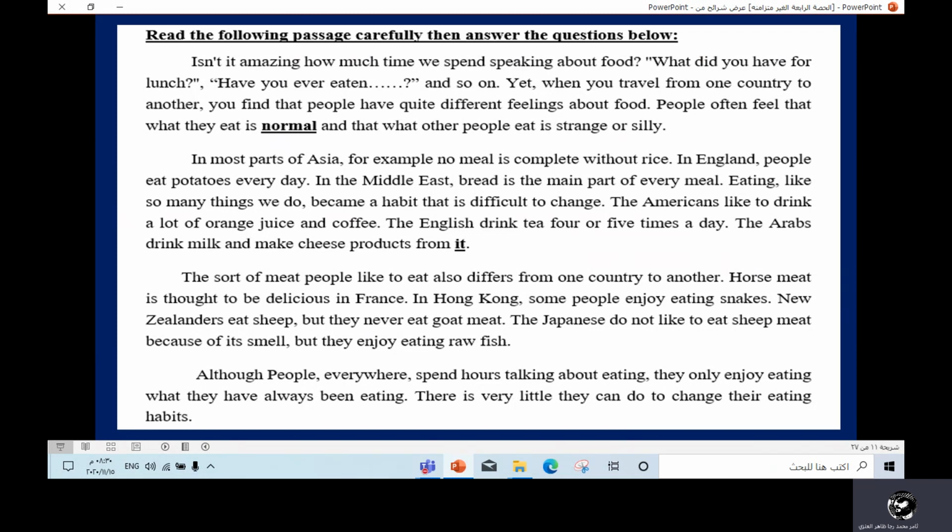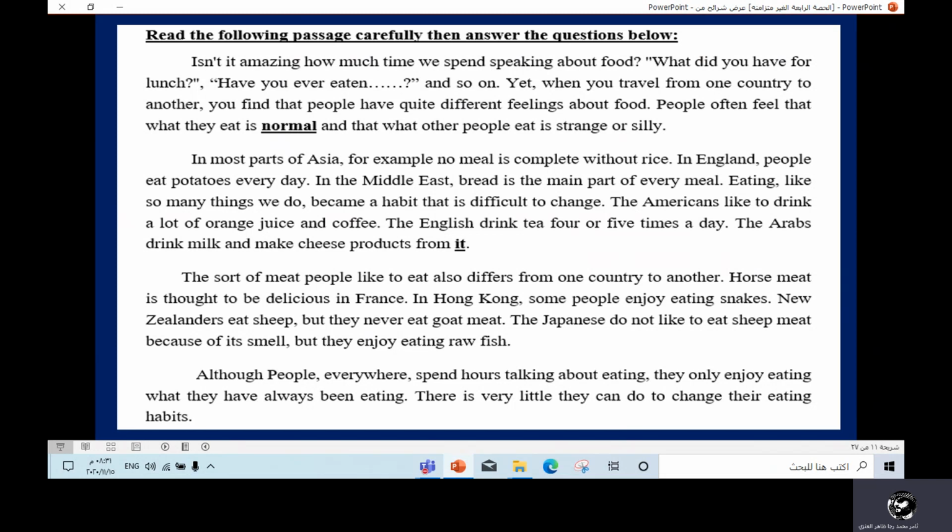The sort of meat people like to eat also differs from one country to another. Horse meat is thought to be delicious in France. In Hong Kong, some people enjoy eating snakes. New Zealanders eat sheep, but they never eat goat meat. The Japanese do not like to eat sheep meat because of its smell, but they enjoy eating raw fish.